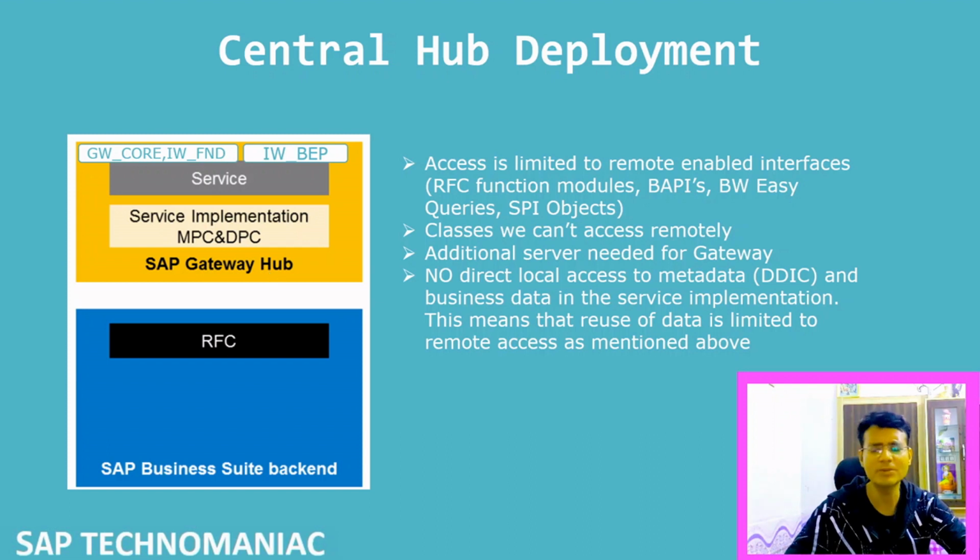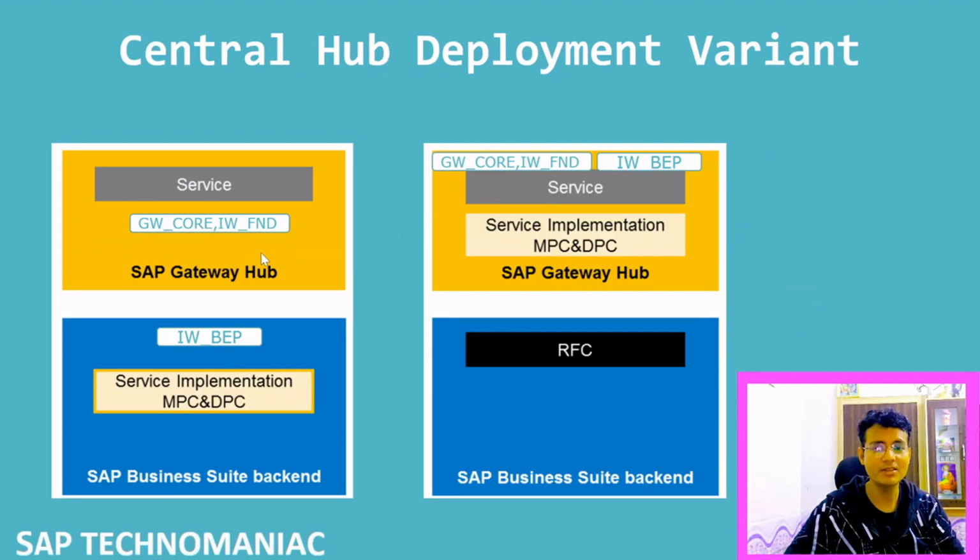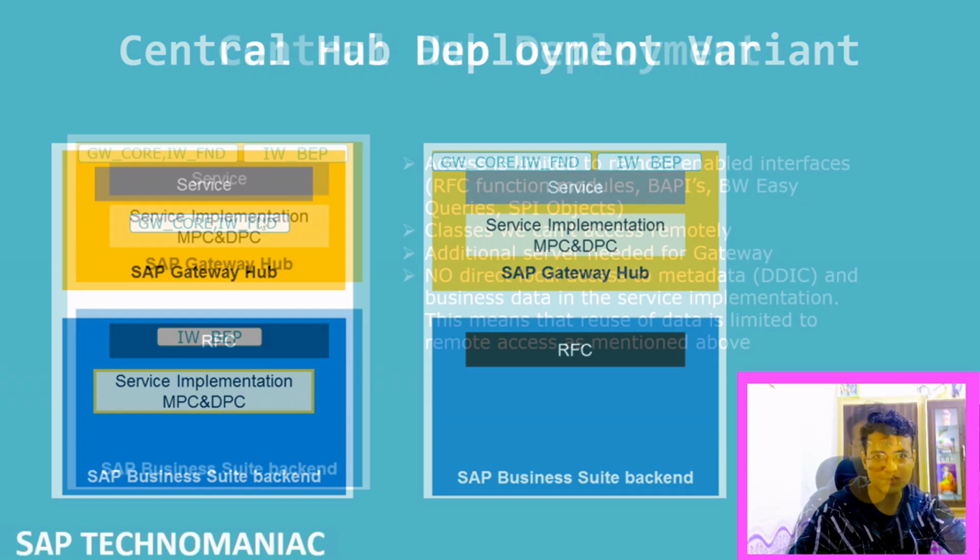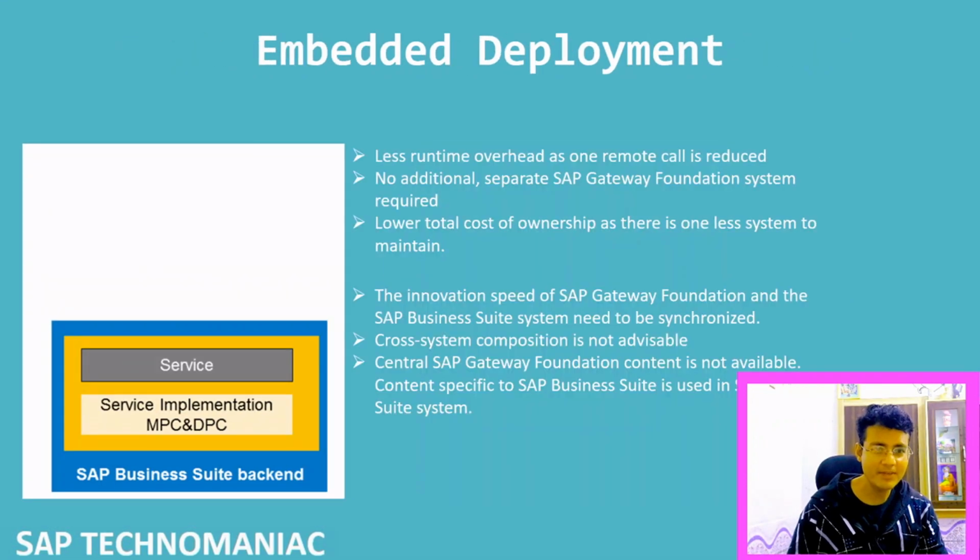We will see these kind of things in the system as well, but most of the time this kind of central hub deployment is not there. But this is a very good approach to do the central hub deployment, where you are developing your service in the backend system and you are just registering or maintaining your service in the front end system. I discussed one point in my previous slide, that cross system composition is not possible. I will put more effort on this one.